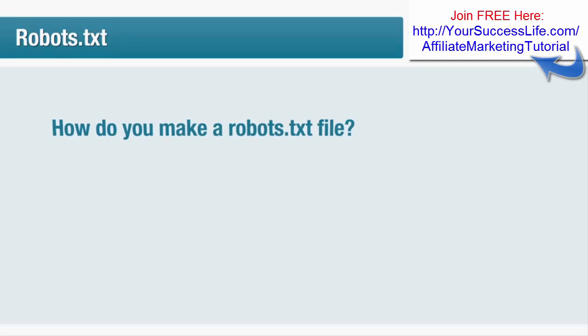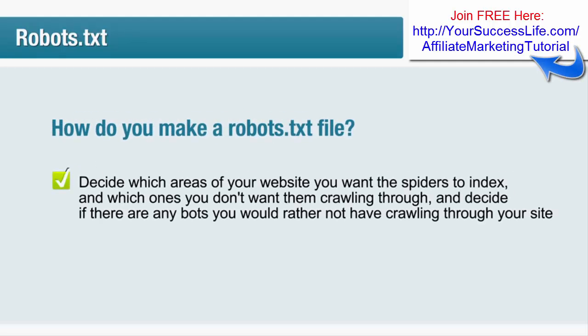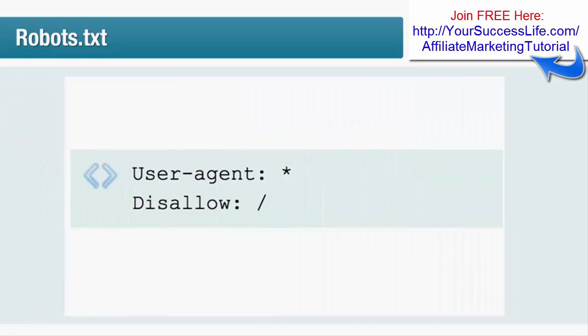So how do you make a robots file? Well, decide which areas of your website you want the spiders to index and which ones you don't want them crawling through, and decide if there are any bots that you would rather not have crawl through your site at all. Open up your plain text editor of choice, create a new blank text file and save it as robots.txt. Then write this information into the file.